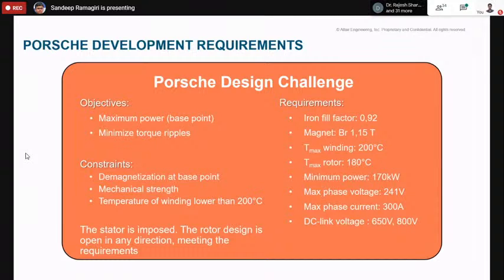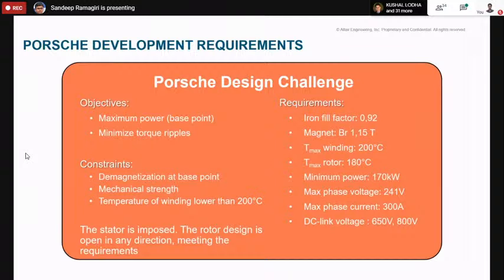And the constraints were demagnetization, which we have to limit at the base point, followed by short circuit. And mechanical strength we need to limit, especially stresses at the flux barriers. When we have higher RPM, mechanical stresses are created at the flux barriers, because of which magnets will fall down. So we need to limit that mechanical stress.